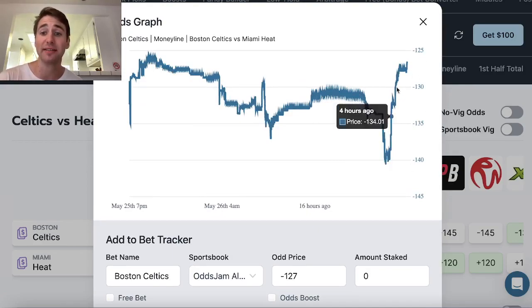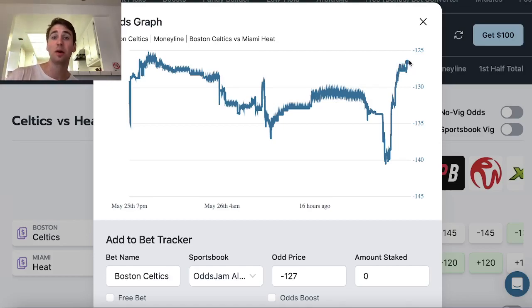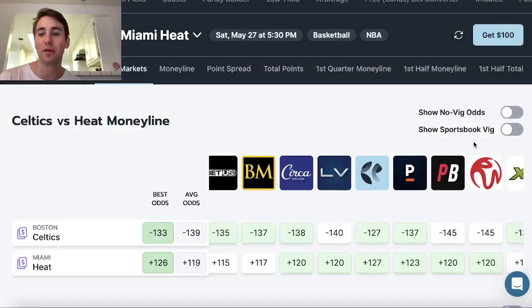So you're actually going to see lines have been ripping towards the Heat. The Celtics were initially minus 140 favorites. Now they've bounced up to being only minus 125 favorites. So action is clearly coming in on Miami, right? Lines are moving towards the Miami Heat. Now they're less big underdogs. So long story short, though, the Celtics are still favored to win this game.